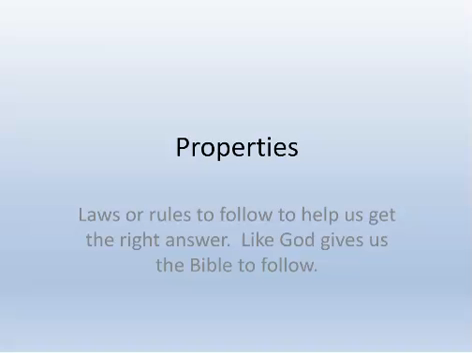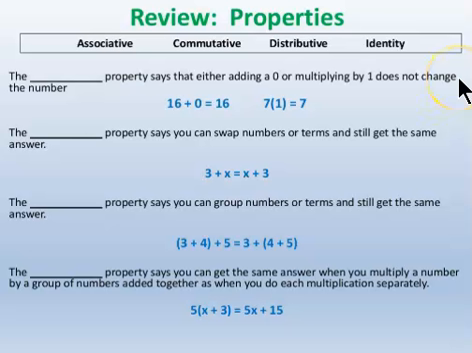Just like God gives us the Bible to follow, we're going to follow some rules. Some of this should be review, some of it you may not have seen. Hopefully you've seen it at least one time in your lifetime before this point. The blank property says that neither adding a 0 or multiplying by 1 changes the number. So I gave you little examples along the way. I want you to pause the video and see if you can figure out these. If you don't, you should write them down in your notebook and study them some more.